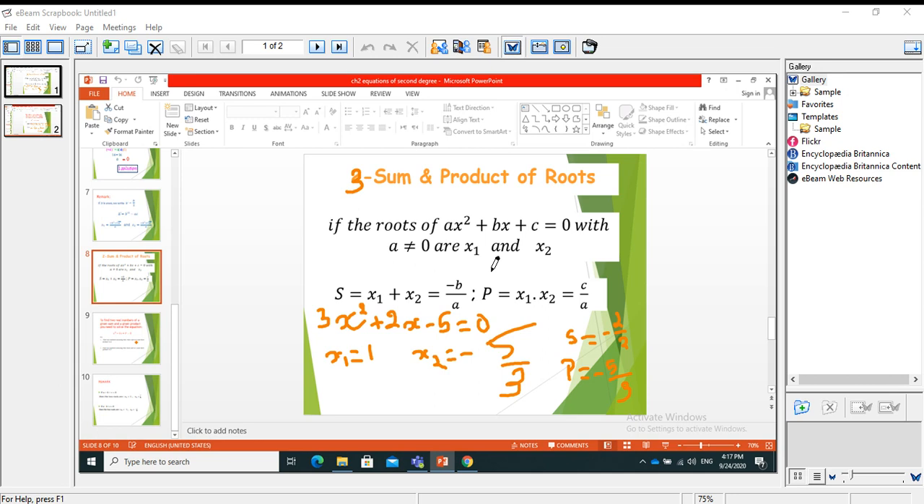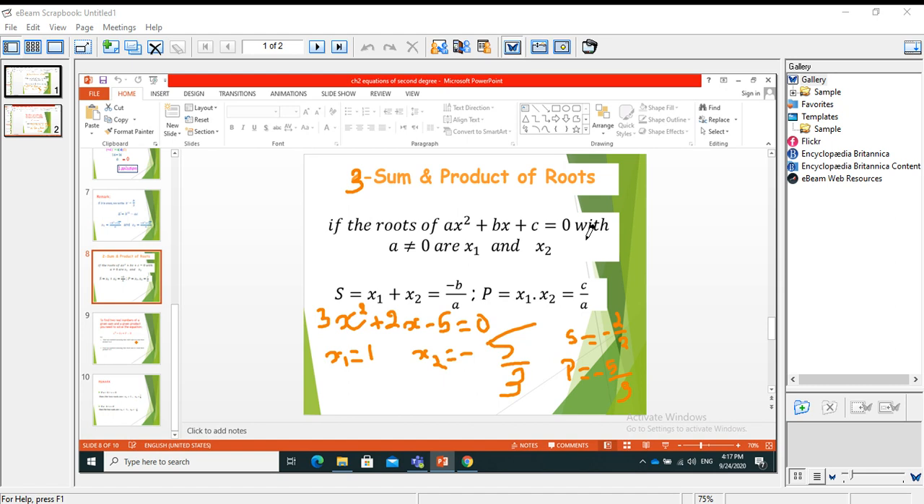This is the last part in this chapter, part 3, sum and product of the roots. If the roots of ax squared plus bx plus c equal to 0, with a not equal to 0, are x1 and x2, it means that the sum is minus b over a and the product is c over a. What does it mean? Why do we need this part?